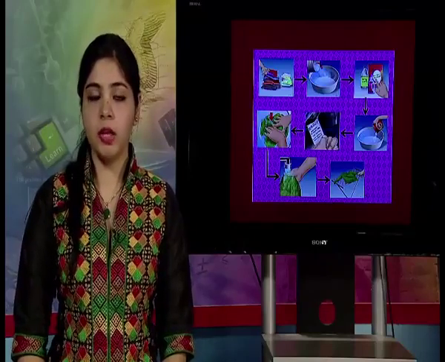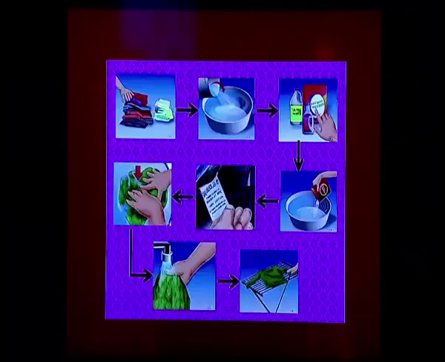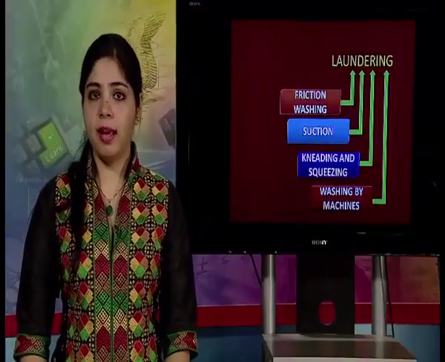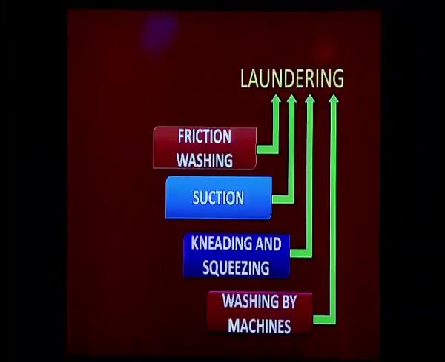Then you soak the clothes inside the water tub. After that, you rinse the clothes in running water 3 to 4 times to remove all the dirt and all the soapy solution. Then you dry according to the need of the fabric. Drying can be done at the flat level or we can dry it on a cloth line. Laundry can be done through 4 different methods. It can be done through friction washing or suction washing, kneading and squeezing, or washing by machine.